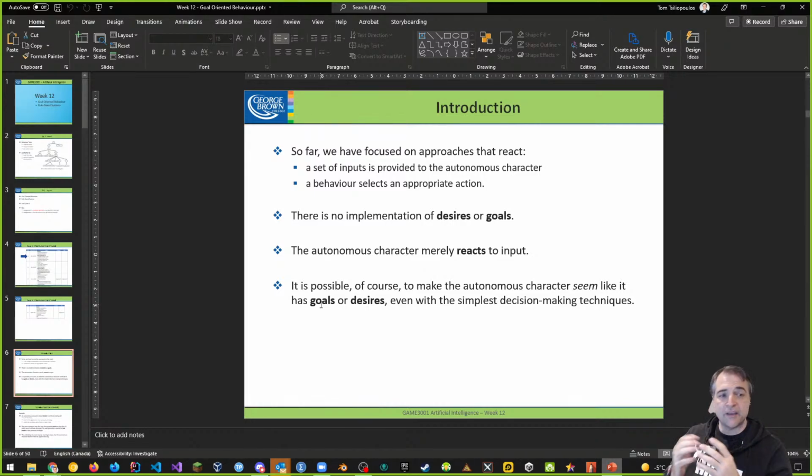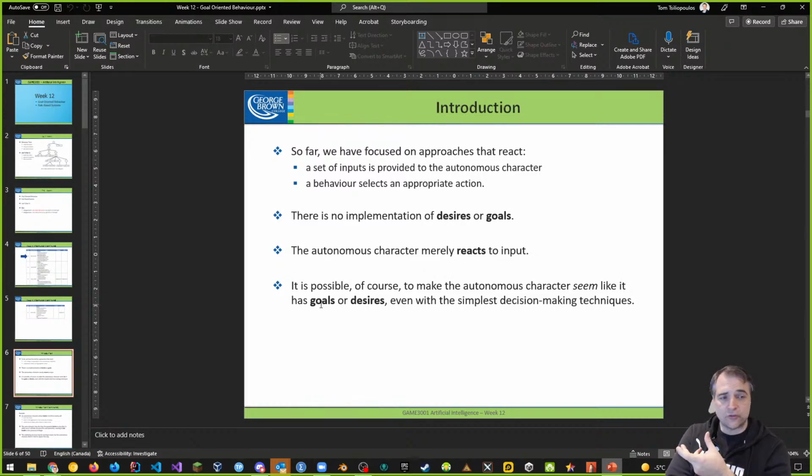Okay, and we have some kind of behavior, and that behavior is going to select an appropriate action that the autonomous character is going to take based on its stimulus. Whatever we stimulate it with, it's going to be stimulated from the game world. It's going to react. Okay, but there are no implementations of any kind of desires or goals. I mean, sometimes you can think about it and it's like the character is going to behave, but there isn't an underlying motive for the character.